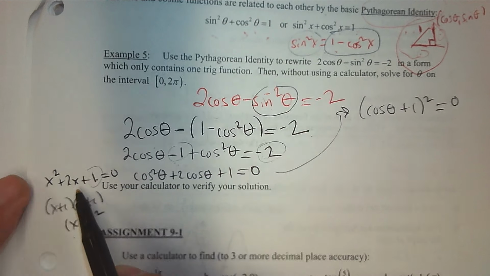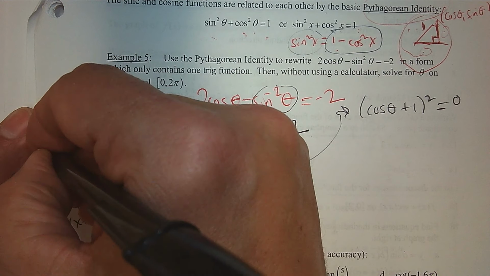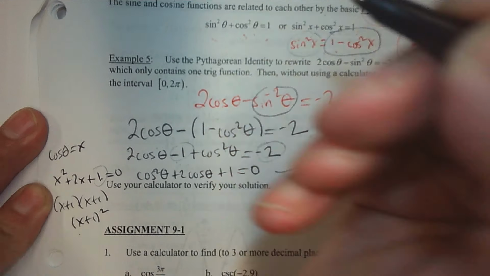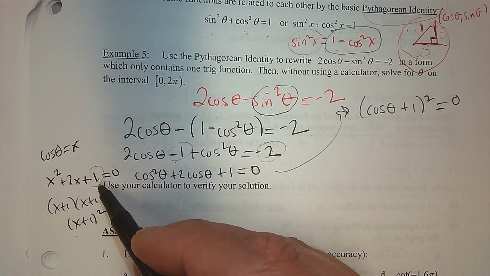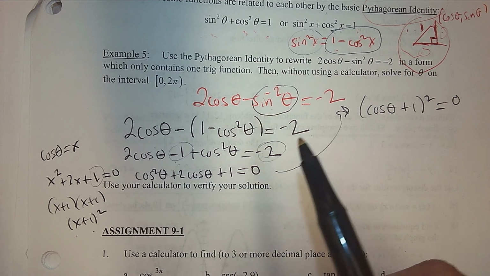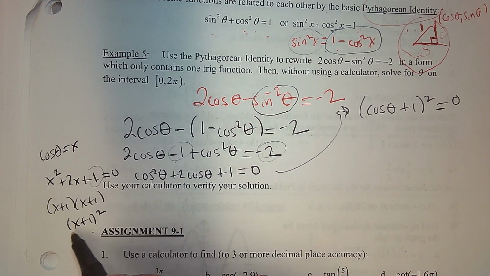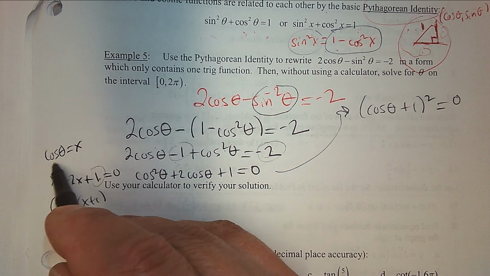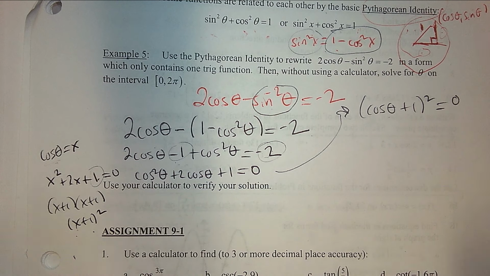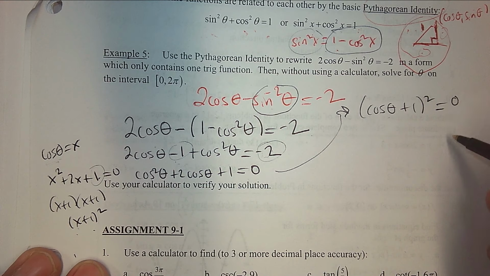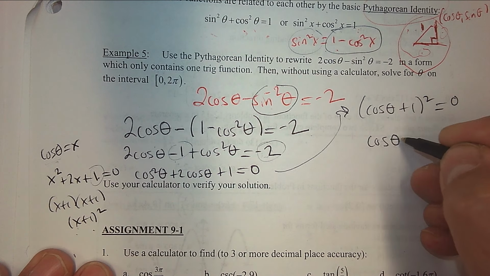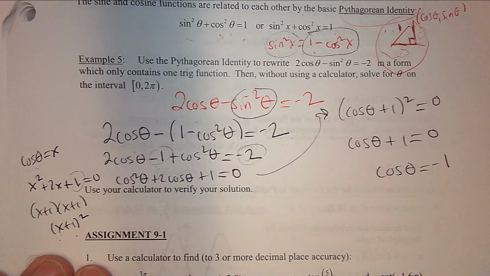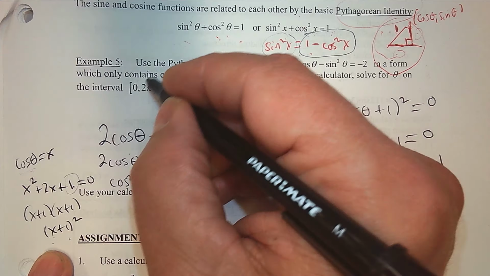Think of it as letting cosine theta equal x. So instead of cosine theta, think of it as just x. Think of the algebra when it's really basic, like Math 1 or Algebra 1, and then take out the x and put back cosine theta if you like, and now solve it. To solve this, take the square root. The square root of 0 is just 0. It's not positive or negative. And then subtract 1. We're looking for the answer between 0 and 2 pi.